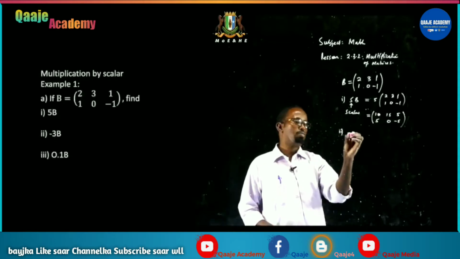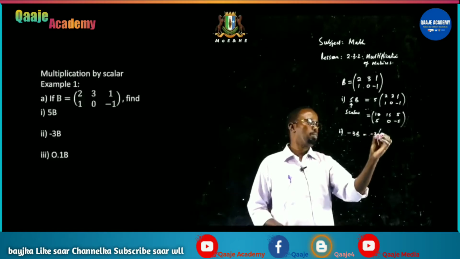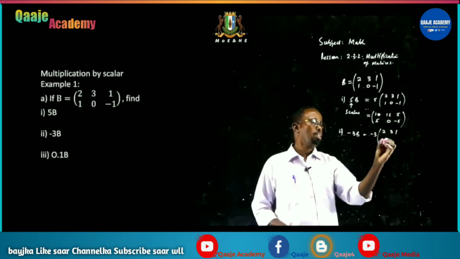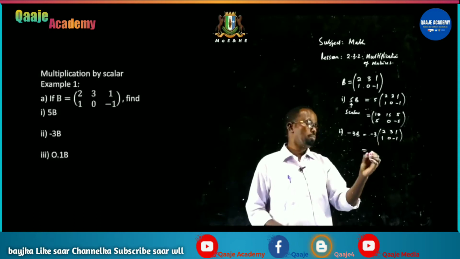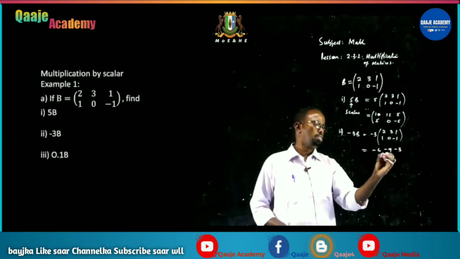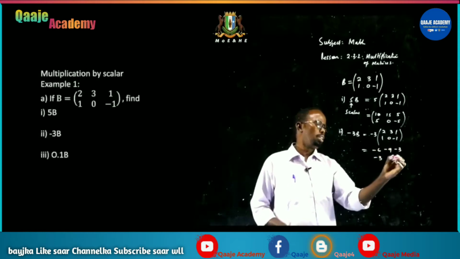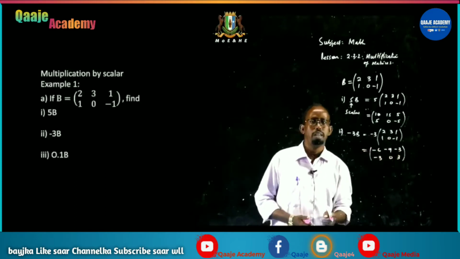And negative 3B. Negative 3 times B, where B is [2, 3, 1; 1, 0, -1]. Then you multiply: you get -6, -9, -3, -3, 0, and then positive 3, meaning negative multiplied by another negative.